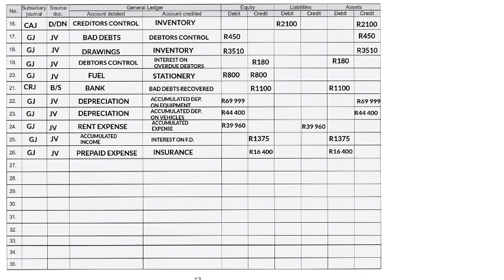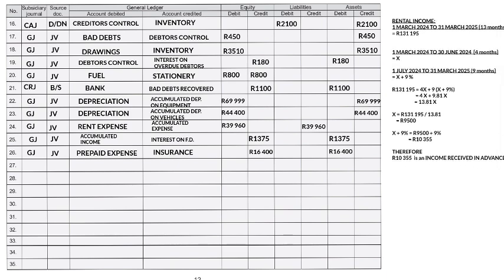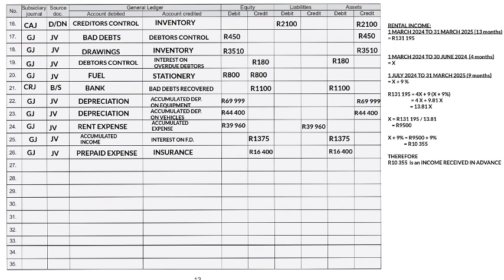First, we have to calculate the rental income that we received in advance, because we received up until the end of 31 March 2025, but our year end is 28 February 2025. So this will involve a calculation. Again, it's a bit complex because they don't give us the amount of rent that we received before the increase and the amount after the increase. They only give us the increase percentage.